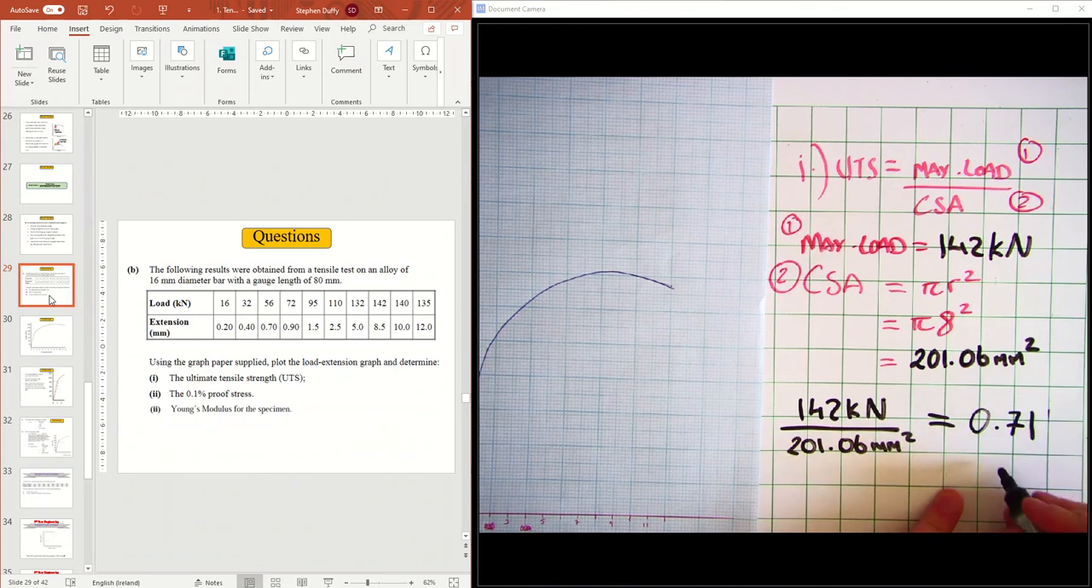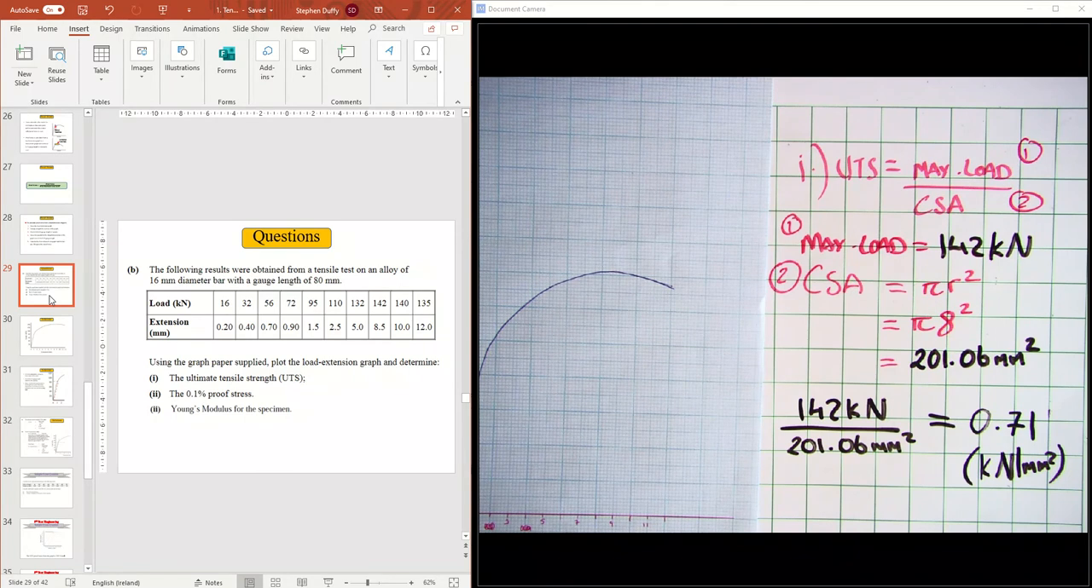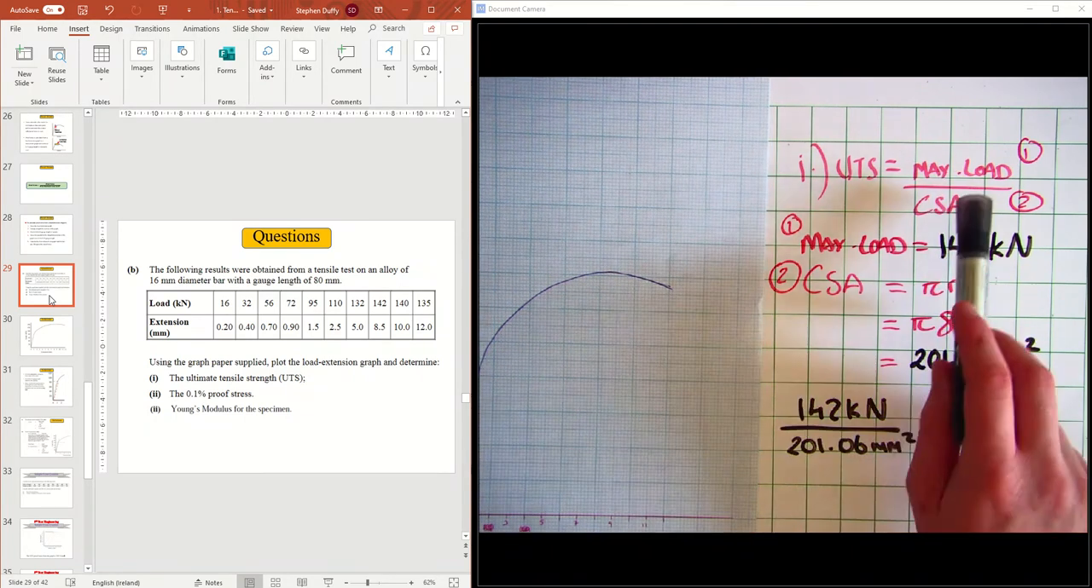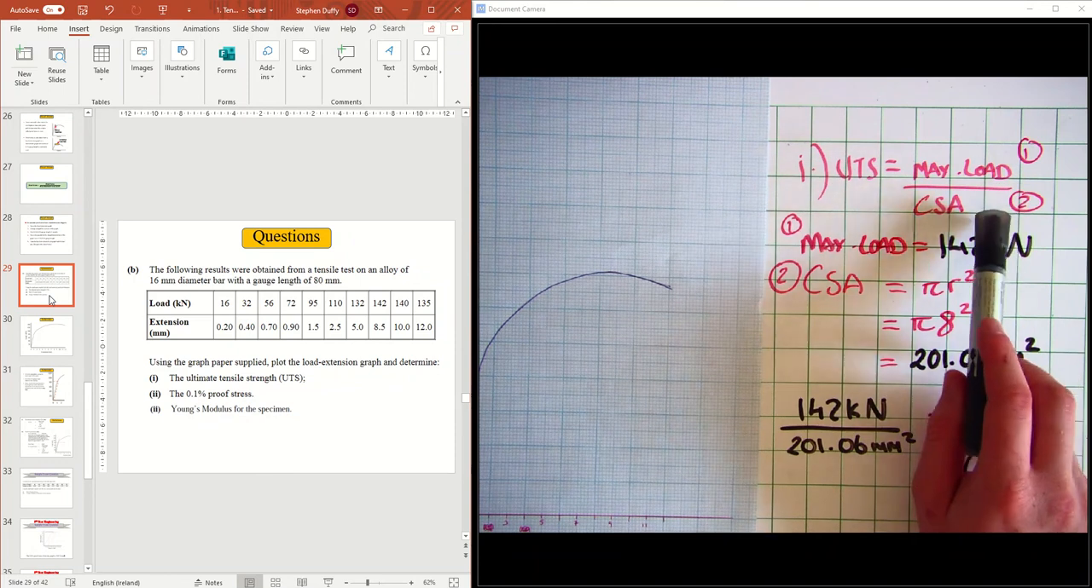Because the unit's going to be kilonewtons per millimeters squared. Okay, like that. So to find the ultimate tensile strength, we know the formula is max load over cross-sectional area. It's very important that it's the max load, the highest point in the graph. It's not just any load, it's a maximum load divided by the cross-sectional area.